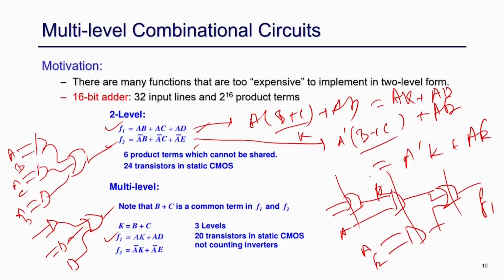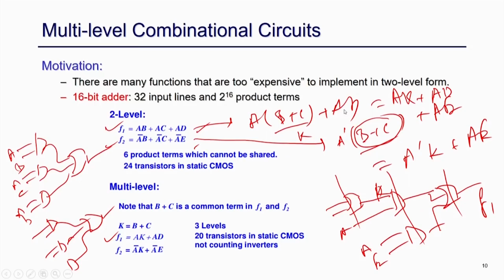Similarly, I can use the same K to represent the F2. So, when you have this multi-level implementation, you can have these common sub-expressions which you can use for multiple functions, and that will give you more optimization. That is the advantage of multi-level optimization. So, we are going to learn both 2-level combinational circuit optimization and multi-level combinational circuit optimization today.